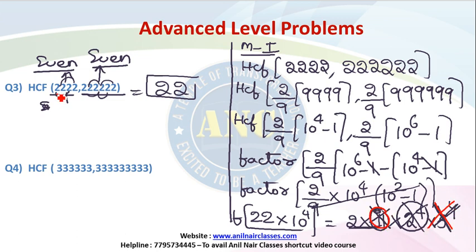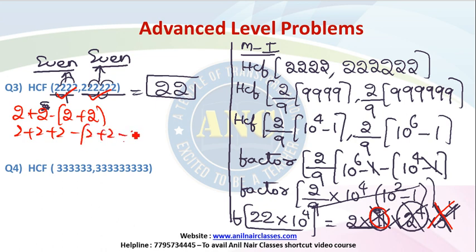Yes, it is divisible by 11. Sum of odd places minus sum of even places: 2 plus 2 plus 2 minus 2 plus 2 plus 2. It is divisible by 11. It is not divisible by 16. 16 means last 4 digits. First of all, this is not divisible by 4 only. Where is the question of divisibility by 16? So the answer is 2 into 11, 22.